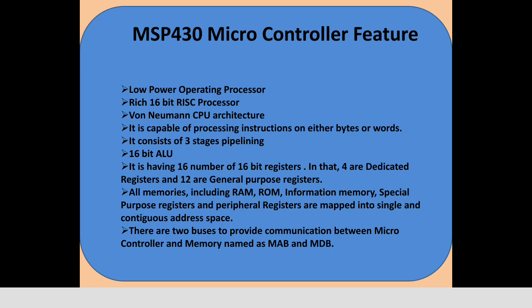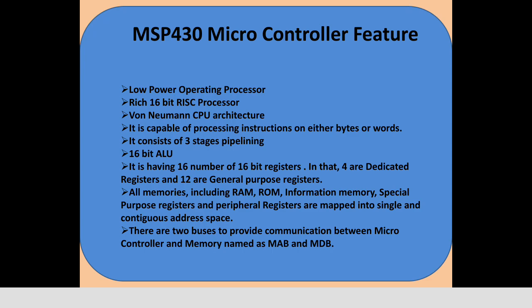And it has a 16-bit ALU, which can perform 8-bit or 16-bit operations, and it has 16 registers, of which 4 are dedicated registers and 12 are general purpose registers. It has all the memories, that is read-only memory, random access memory or information memory, some special purpose registers and peripheral registers, for storing data and addresses. All these memories are mapped into a single memory. That is a special feature we have in MSP 430.